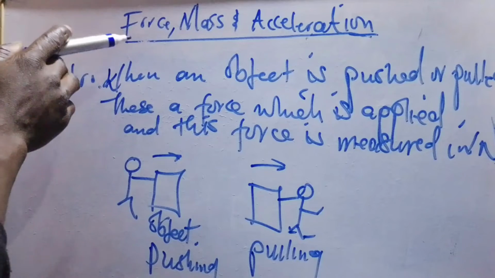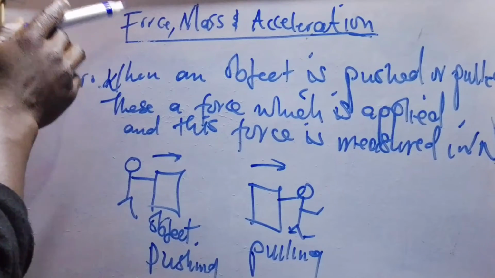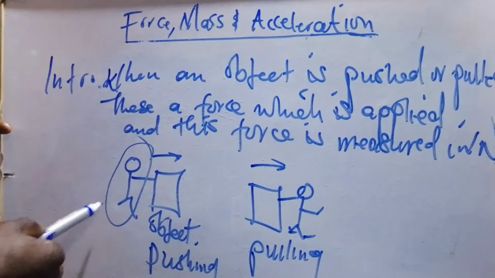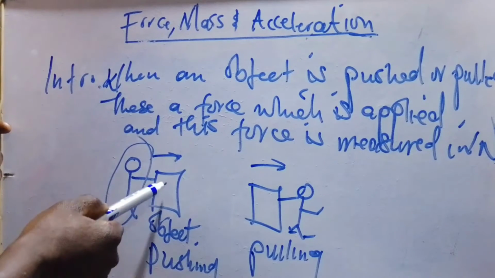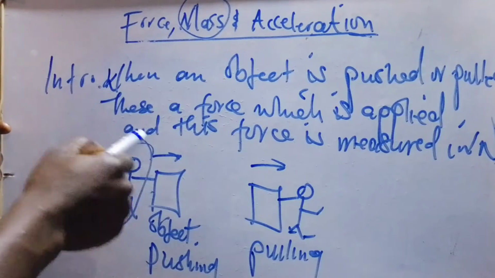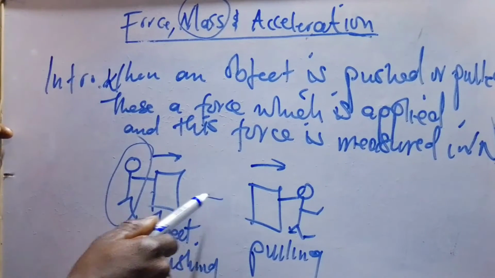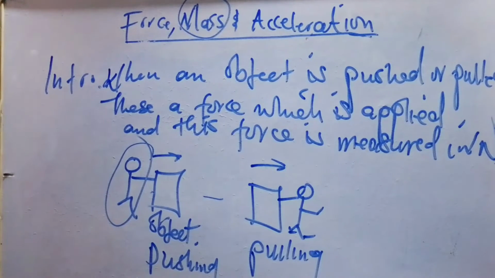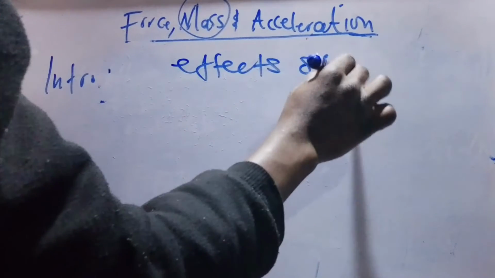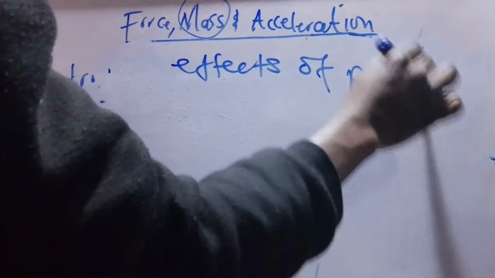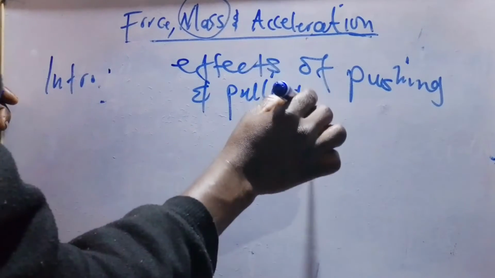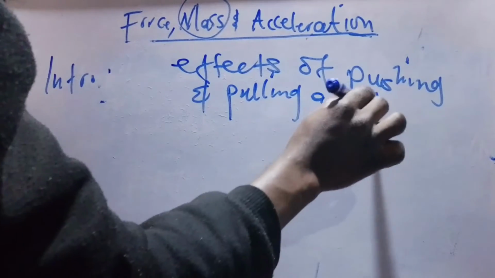And like I said, we are looking at the relationship between force, mass, and acceleration. Because here there's a force which this person is applying to this object, and this object has got a mass, and this object, when it starts moving, going to this direction, that means there's an acceleration. Okay, so now we are going to look at the effects of pushing and pulling an object.